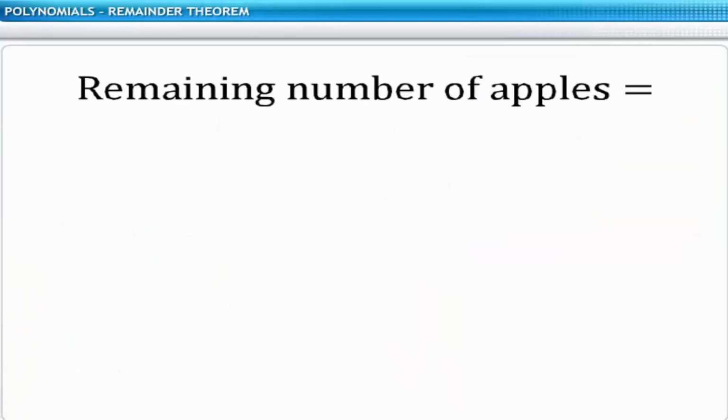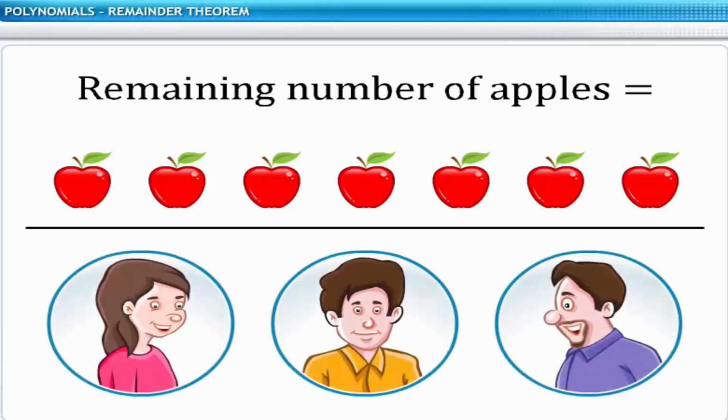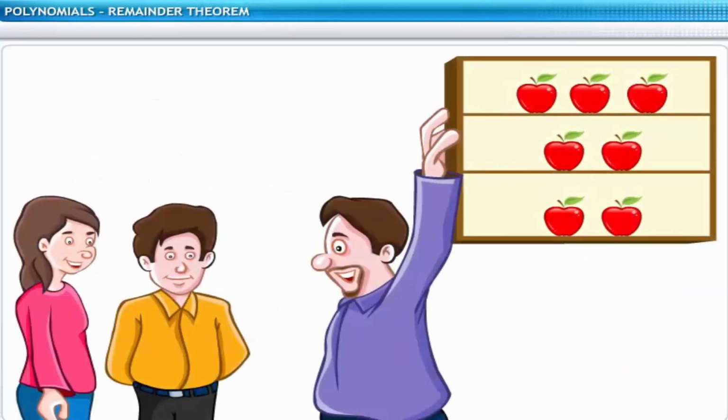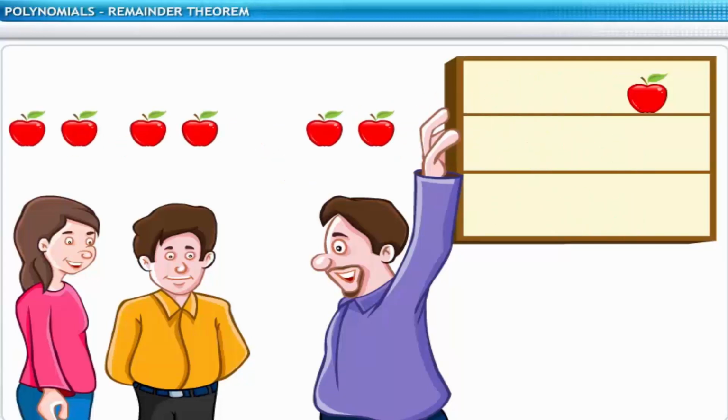To find the remaining number of apples, you need to divide the number of apples by the number of people. You can do this through the division rule. Each one of them gets 2 apples, which means 6 apples are distributed. Therefore, the remaining number of apples, or the remainder, equals 7 minus 3 times 2, which is equal to 1.